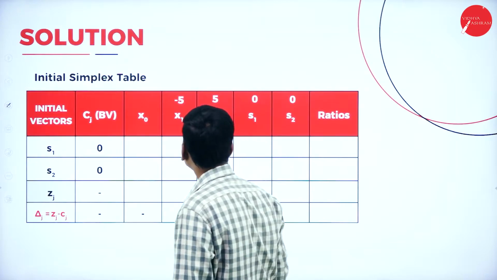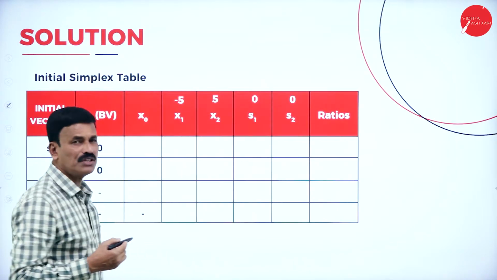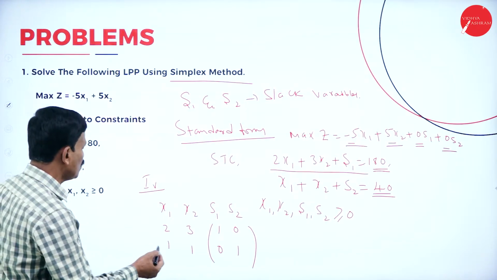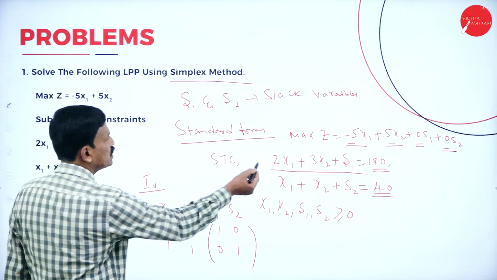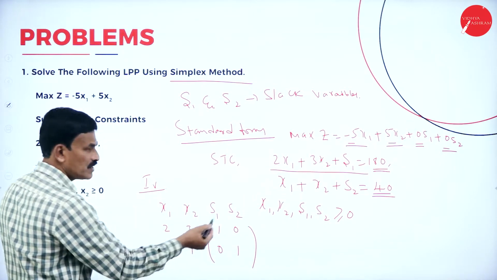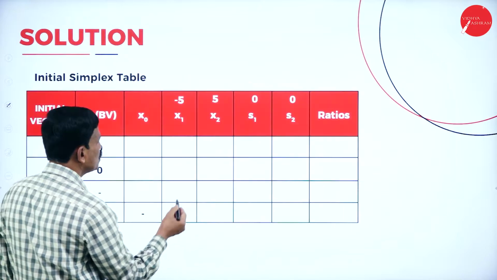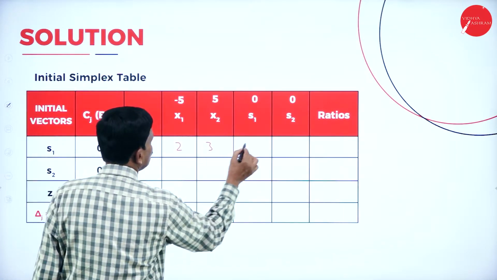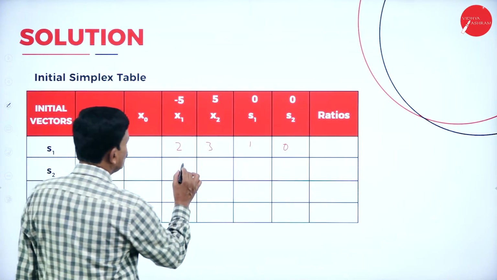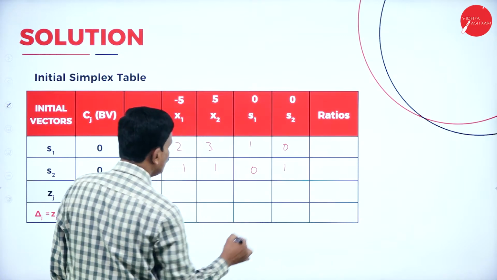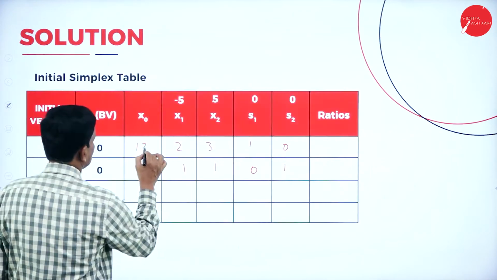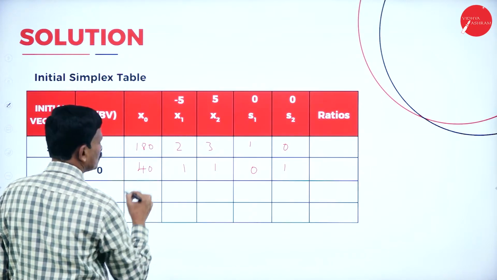Now write down the coefficients of x1, x2, s1, s2 from the constraints. These are the coefficients: 2, 3, 1, 0 and again 1, 1, 0, 1. So for the first equation 2, 3, 1, 0, and for the second equation 1, 1, 0, 1. And what are the ratios? The ratios are 180 and 40.